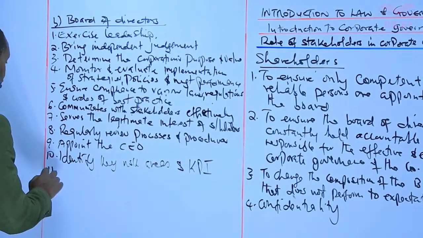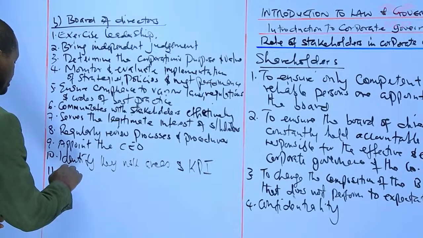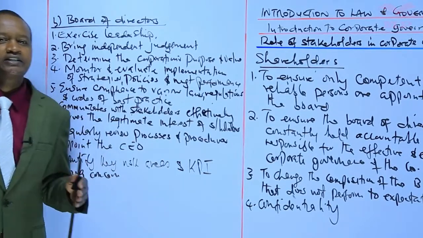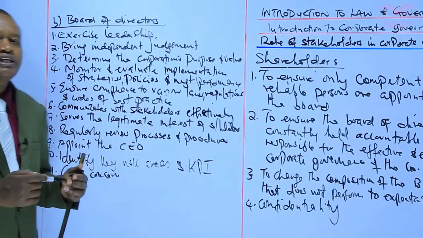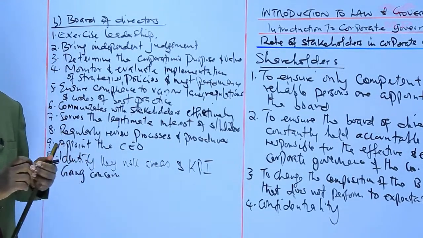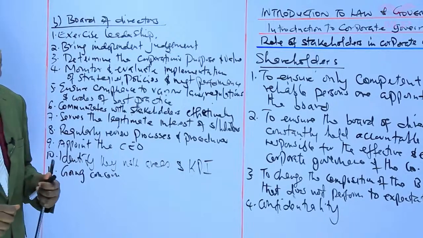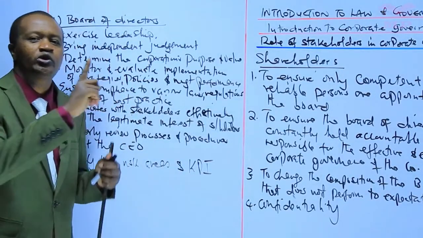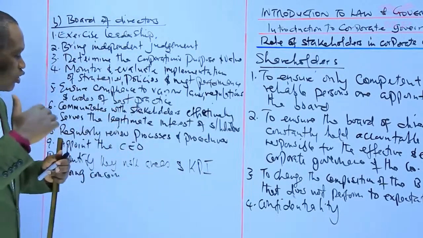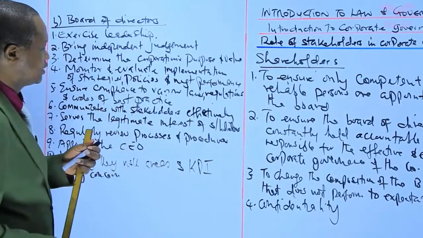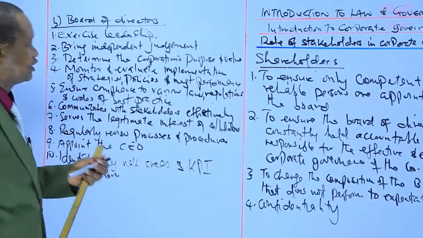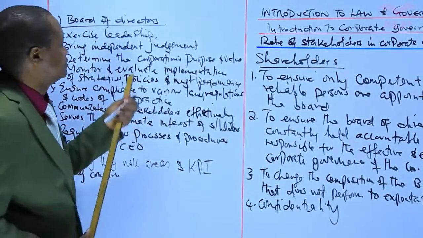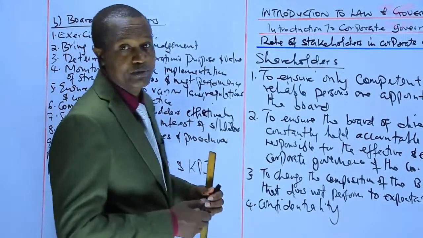Yet another role is in relation to going concern. Going what? Concern. The board of directors should ensure annually that the corporation will survive, the corporation will thrive, and the corporation will continue as a viable going concern. As what? As a viable going concern. So these are 13 roles of board of directors in corporate governance.